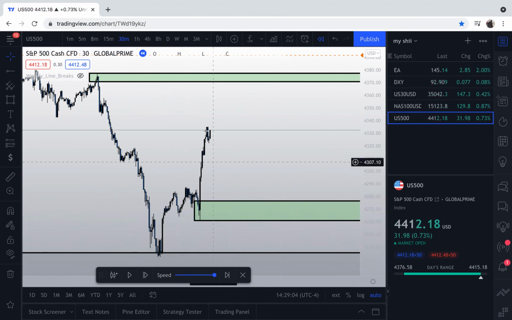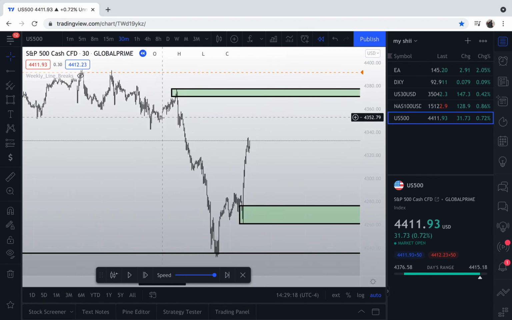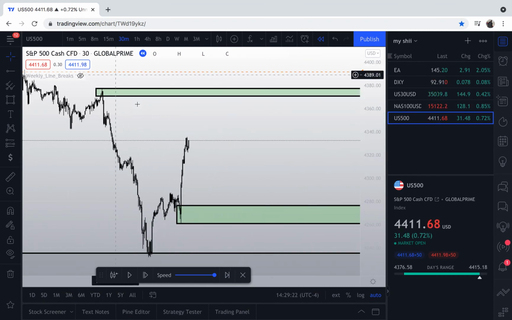The ones that take liquidity, the ones that create an institutional move, the ones that leave an imbalance behind, the ones that have the last up candle before the down candle or last down candle before the up candle are your valid OBs. Okay, going along with overall market structure. So, with that being said, we're not looking for a trade until it gets to one of these OBs. Okay.